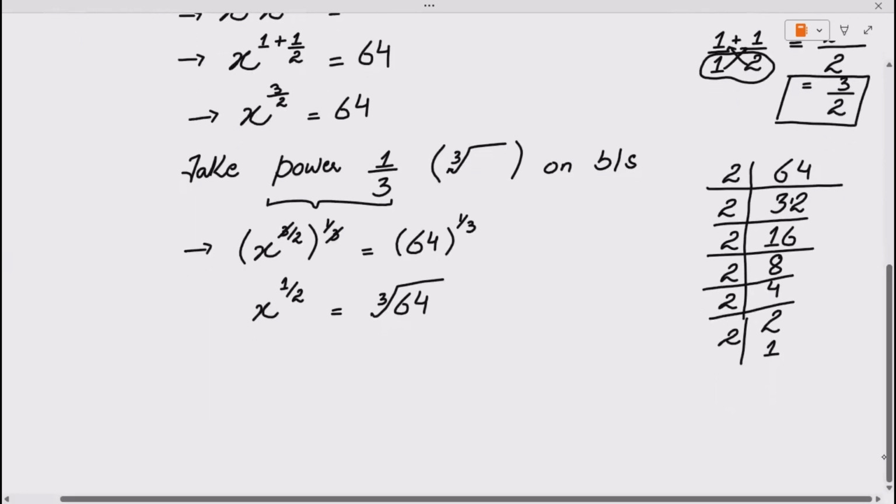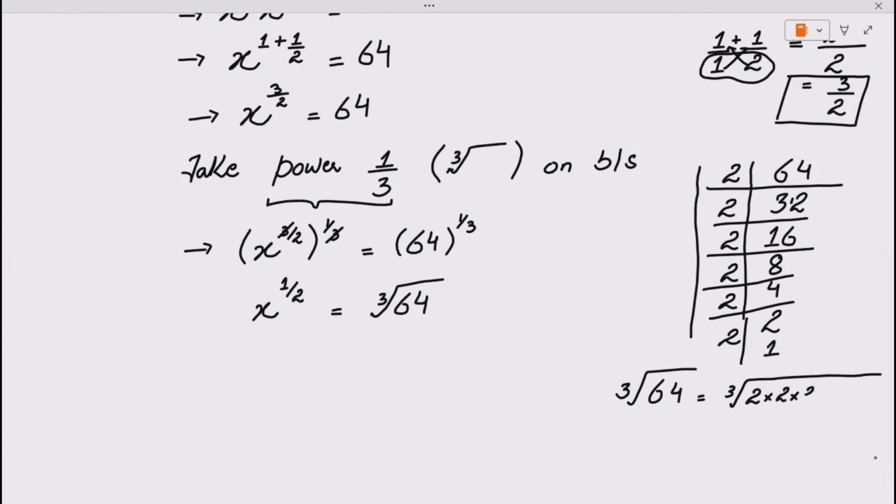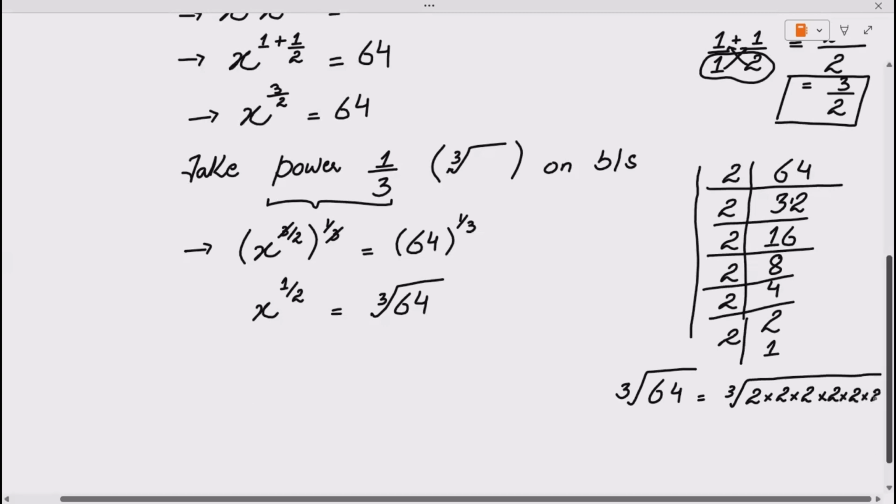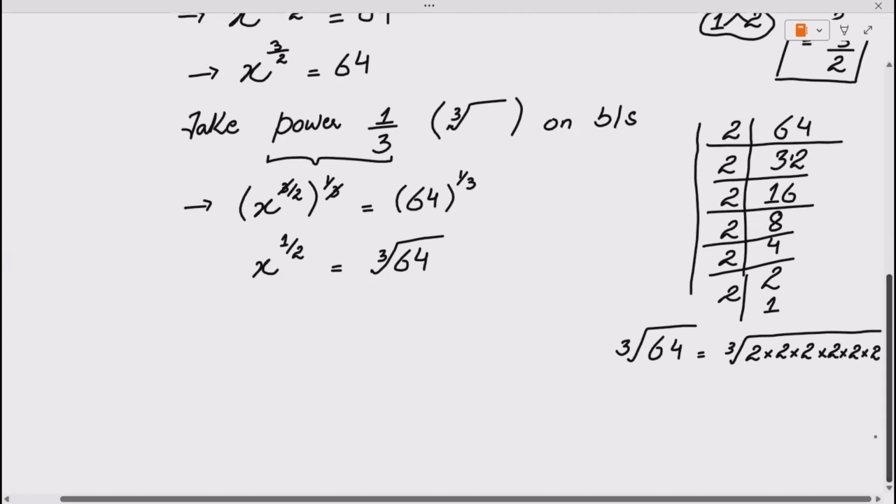Our prime factorization is complete. Now you can see we have to find cube root of 64. So for this cube root, we make a prime factorization and we got this: 2 multiplied by 2 multiplied by 2 multiplied by 2 multiplied by 2 and multiplied by 2, 6 times 2, i.e. this 64 is actually 2 into 2 into 2 into 2 into 2 into 2.